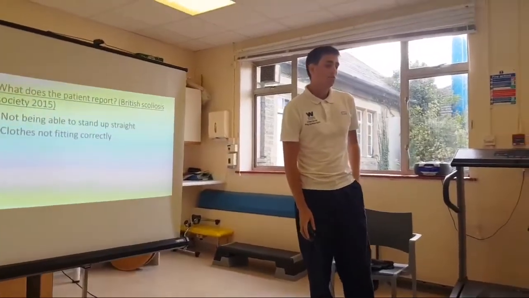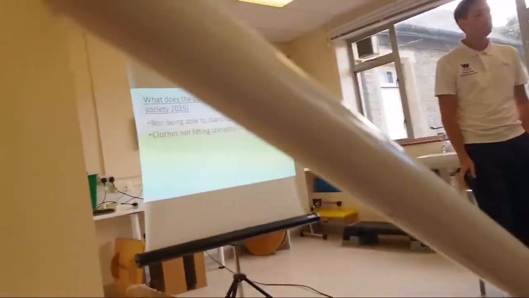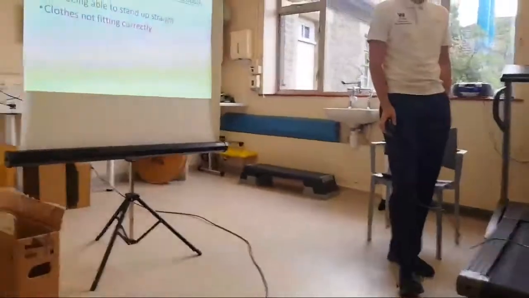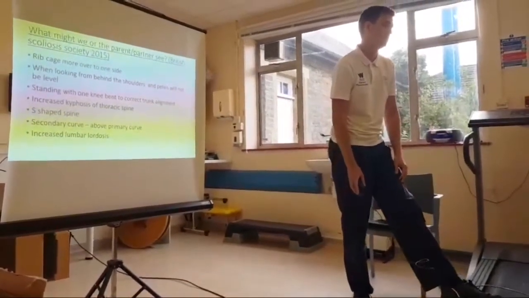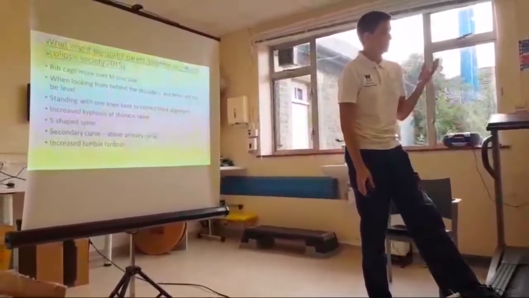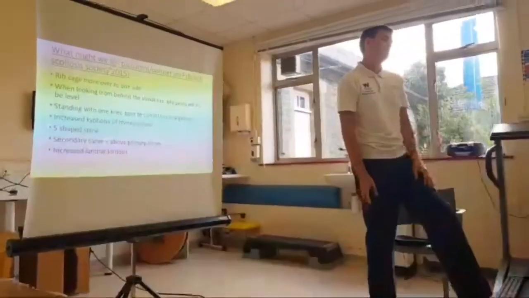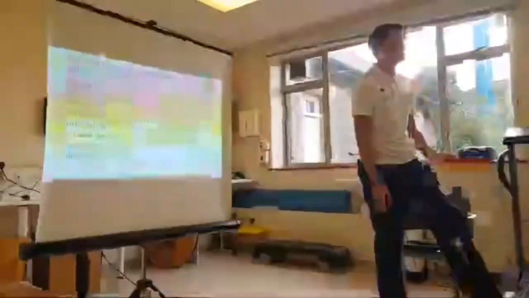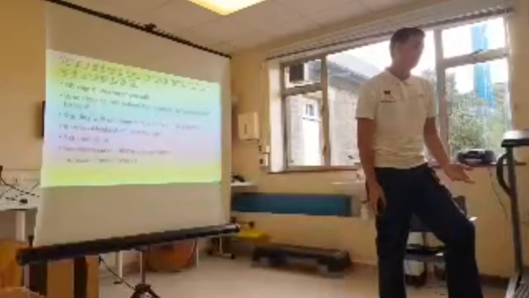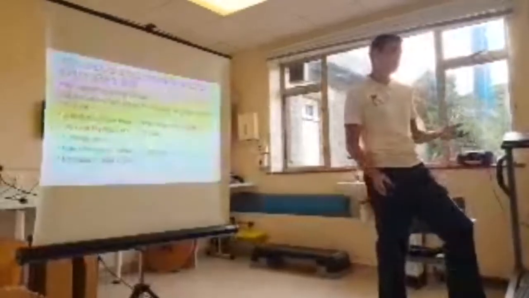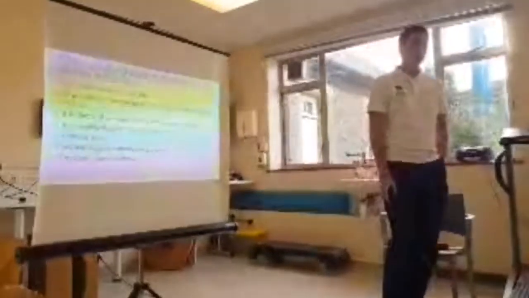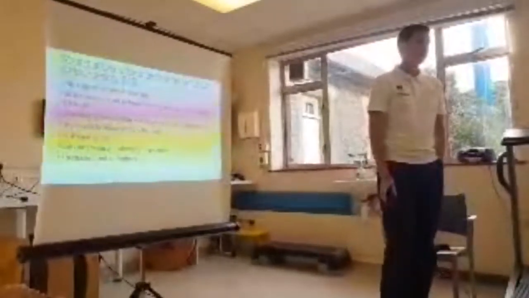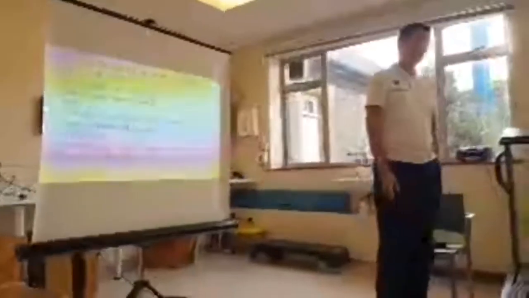So, what might the patient report? They might come in saying that they're not able to stand up straight. Sometimes the parents have more concerns and see it more than the patient. Some of the things that they might report: leaning more over to one side, when looking from behind, their shoulders or pelvis don't look level, and they may be standing with one leg bent to correct that trunk alignment.